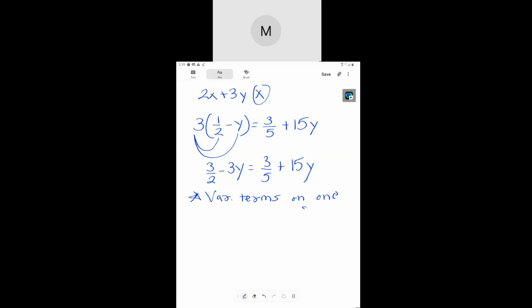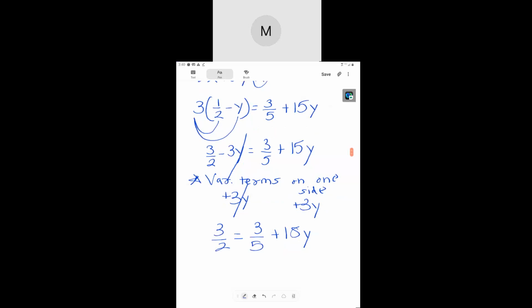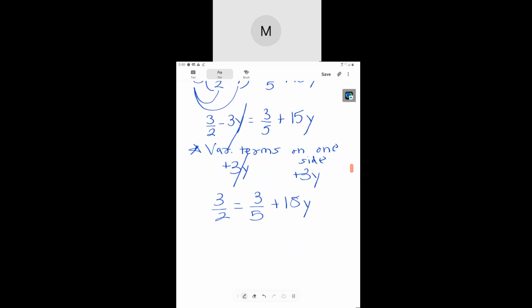And how do we achieve that, right? So I'm gonna add 3y on both sides. So when I add 3y to the left side, I'll just write it here, plus 3y here, plus 3y here. I can cancel out the minus 3y and the plus 3y, and I am left with 3/2 equals 3/5 plus 18y. You can always add or subtract or multiply or divide a number on both sides of an equal to sign. That does not change your equation.